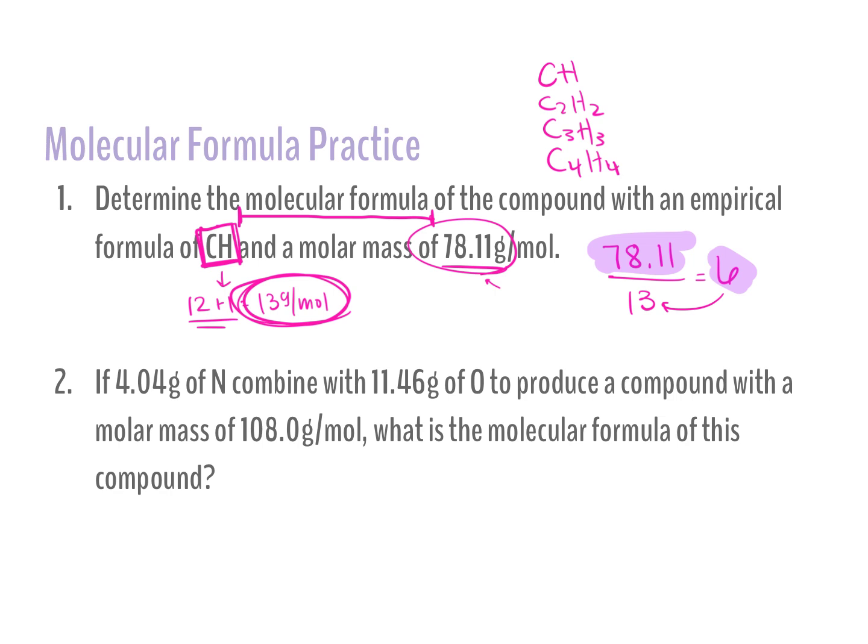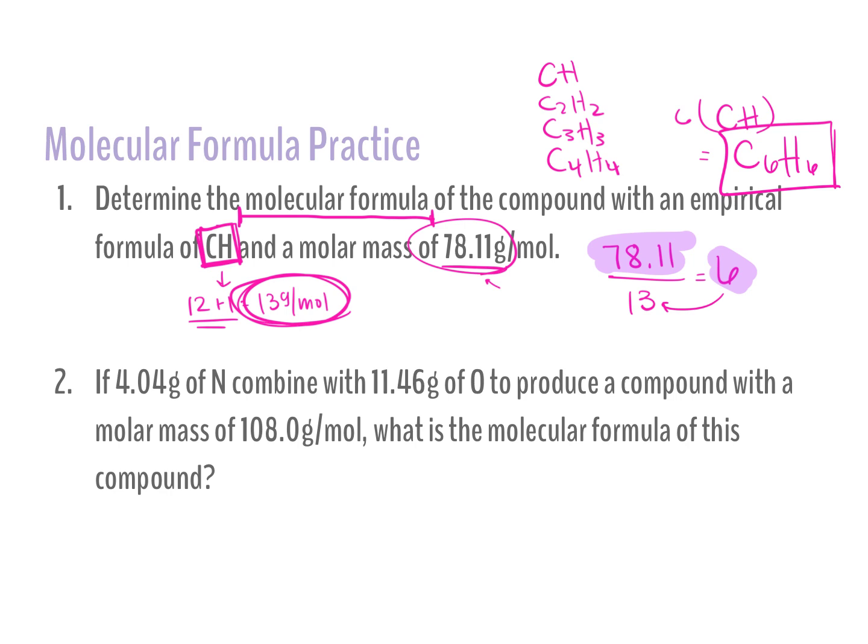And so then what I do is I take CH and multiply the 6 through it, and I get C6H6. And that's it. So this unknown compound that we were trying to study, that had a mass of 78, its formula was C6H6. Okay?